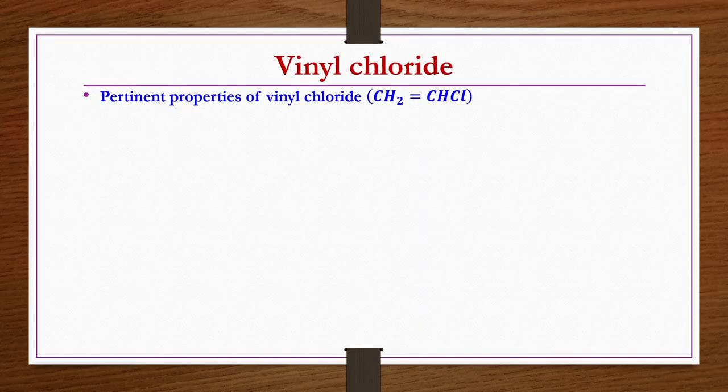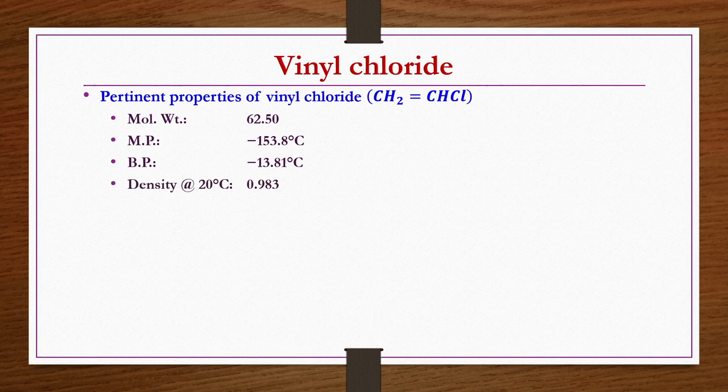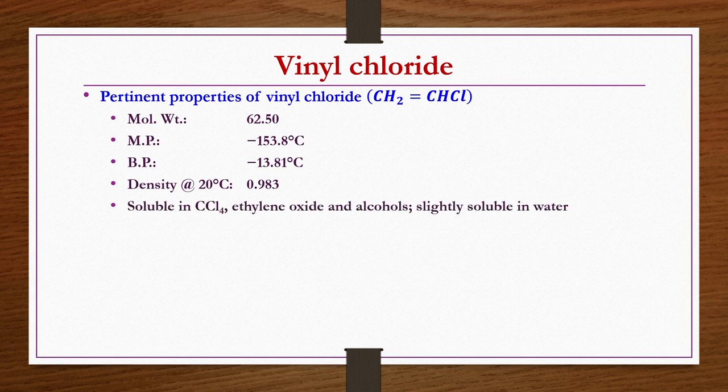Pertinent properties of vinyl chloride. Vinyl chloride is CH2 double bond CHCl. Molecular weight is 62.5. Melting point is -153.8 degrees centigrade. Boiling point is -13.81 degrees centigrade. Density at 20 degrees centigrade is 0.983 gram per cc. It is soluble in carbon tetrachloride, ethylene oxide and alcohols, but slightly soluble in water.